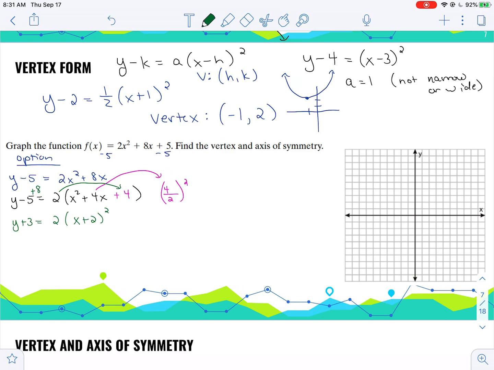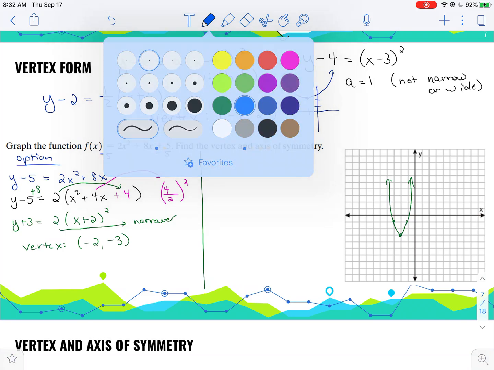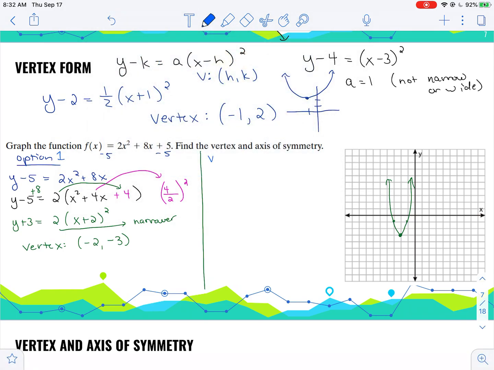And now if I factor x squared plus 4x plus 4, I get (x plus 2) squared. And now my parabola is in vertex form. The vertex of this parabola would be (-2, -3). So remember, backwards thinking, backwards thinking. This would be 2 to the left and 3 down. And then that 2 in front makes it narrower, so it's a narrower parabola. It's going to grow twice as fast. And there's my parabola. So that's option 1.